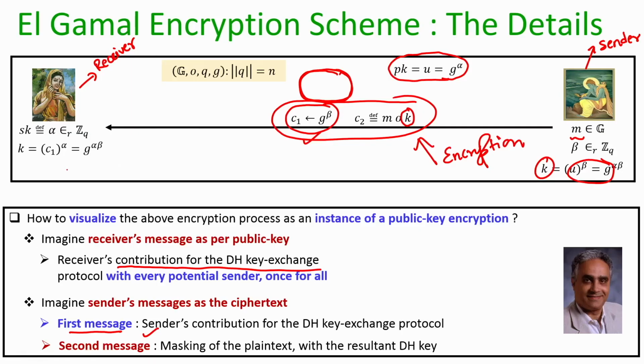The decryption happens as follows: Sita computes the key k, assuming that Ram has participated in an instance of the Diffie-Hellman key exchange protocol. So, she will be able to compute g to the power alpha beta.